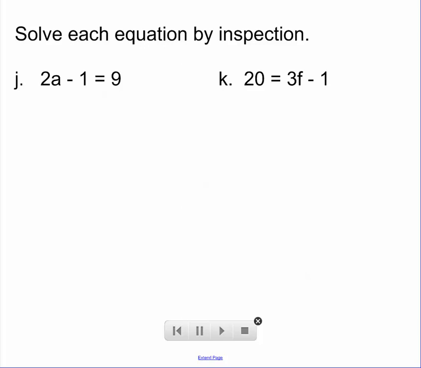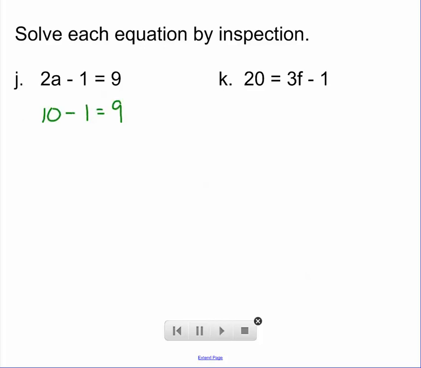This is where I think solving equations by inspection kind of loses a little bit of its power, but we'll try it and we'll start here. 2 times what number subtracted by 1 is 9. So if you subtract 1 from the product of 2 and some number, it ends up being 9. So what is that number?